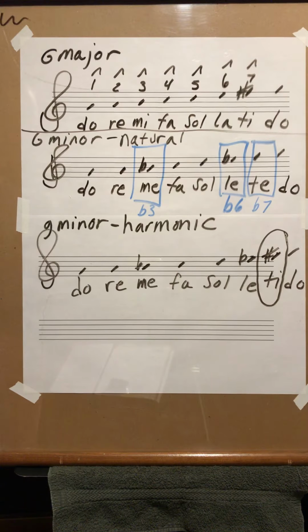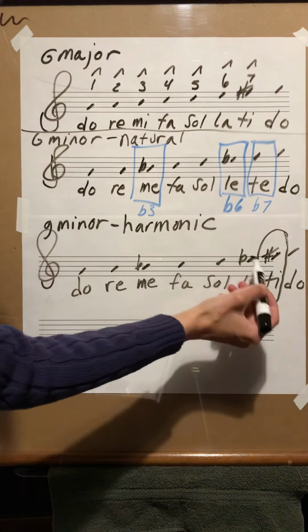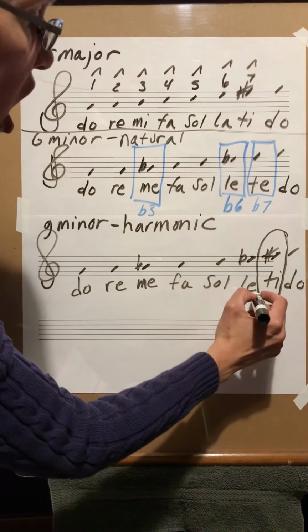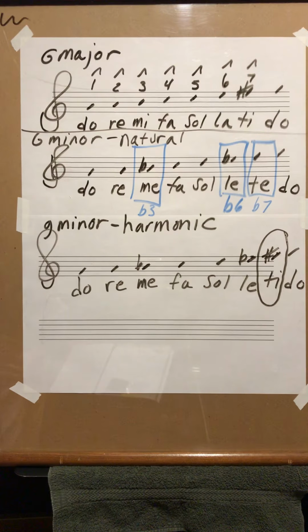This interval. It's a very unusual interval, and they talk about this in the book. Lay to ti, this is an augmented second. So they take the degree of the second and make it a little bit wider. And it just creates a really interesting sound for G harmonic minor.